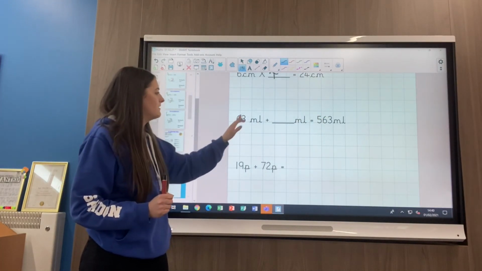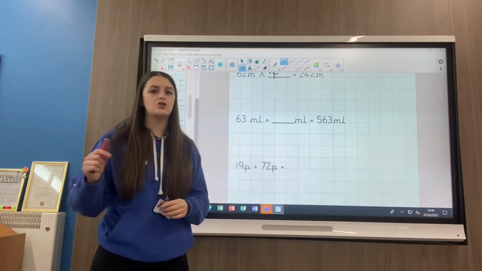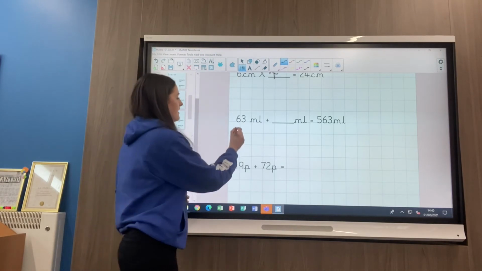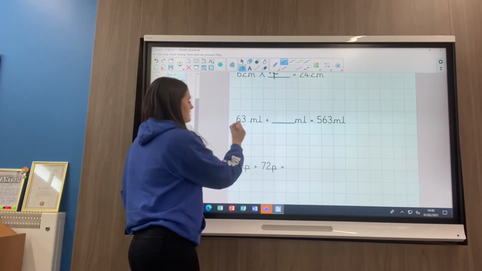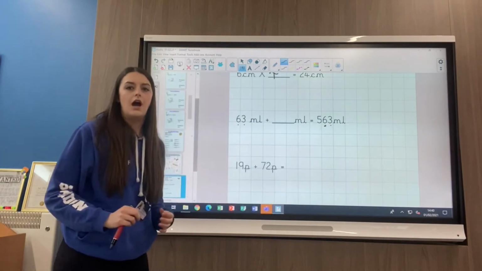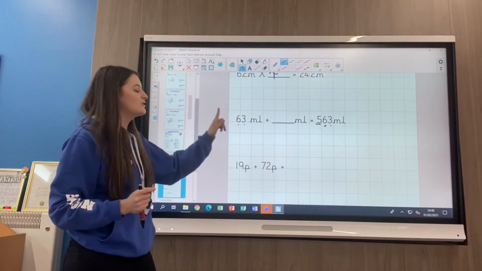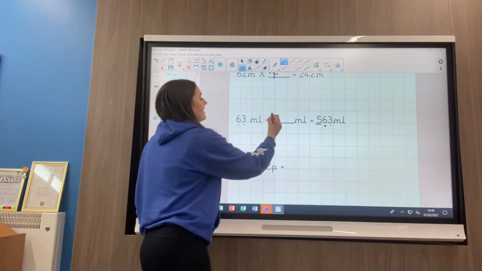Well, I started with the number 63 and I've ended with the number 563. So I started with 3 ones, 6 tens. I've ended with 3 ones and 6 tens, but now I've got 500 added on. So I'm just looking at those numbers and must have added on 500 millilitres.